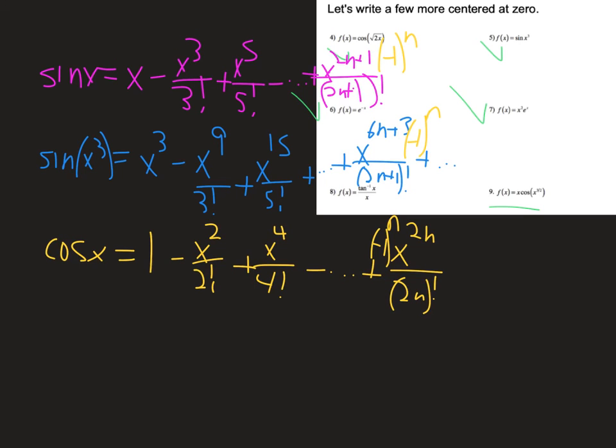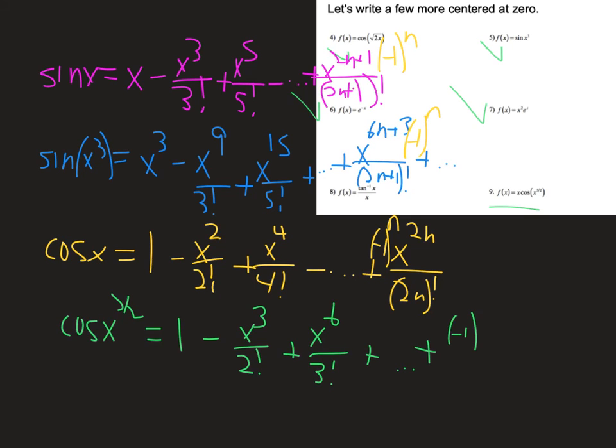Realized I dropped that. Now let's go to cosine of x to the 3/2. So that's going to be 1 minus x to the 2 times 3/2, which is 3. 4 times 3/2 is 2 times 3, which is 6. I guess that should be minus, I don't care. And then negative 1 to the n, x to the 3/2, so 2n times 3/2, those cancel, so 3n. x to the 3n over 2n factorial.